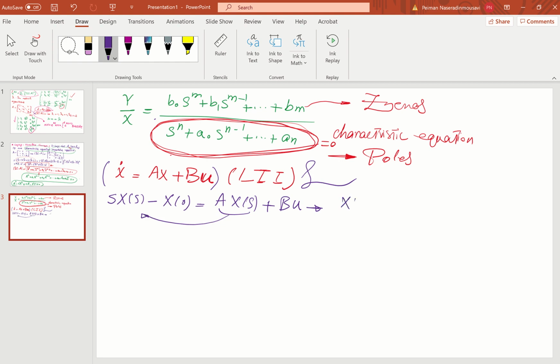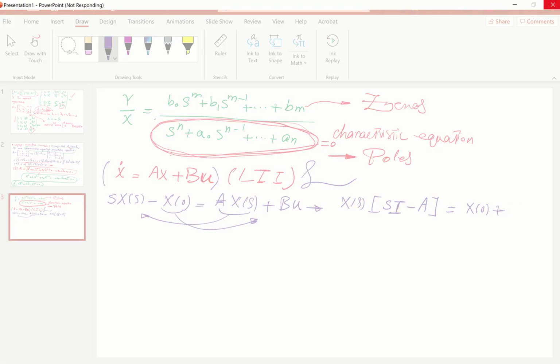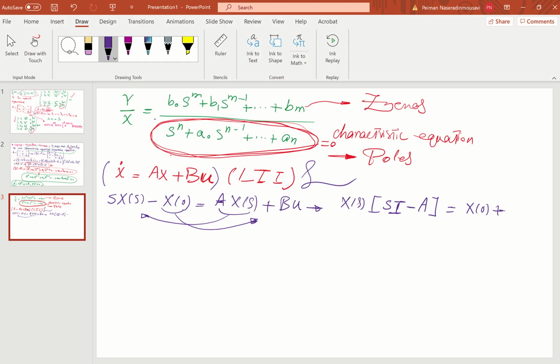So we had X(s) times (sI minus A). You cannot leave it as 1 because you are dealing with a matrix. Moving this to the right-hand side, we get X at time 0 plus BU(s). Remember?